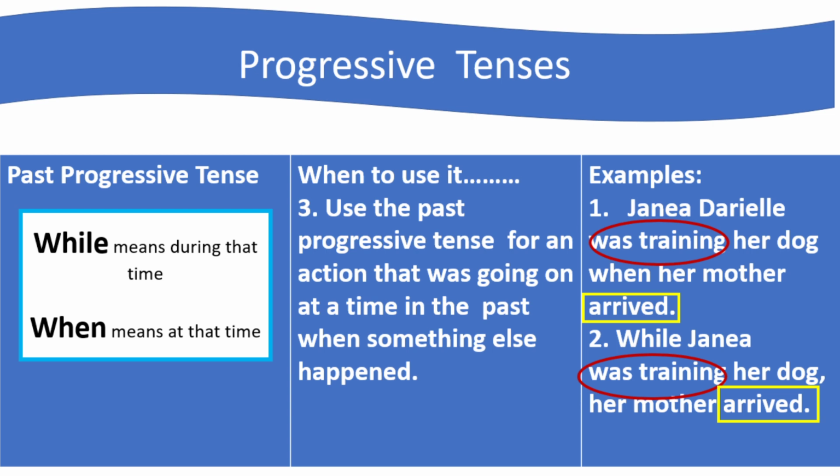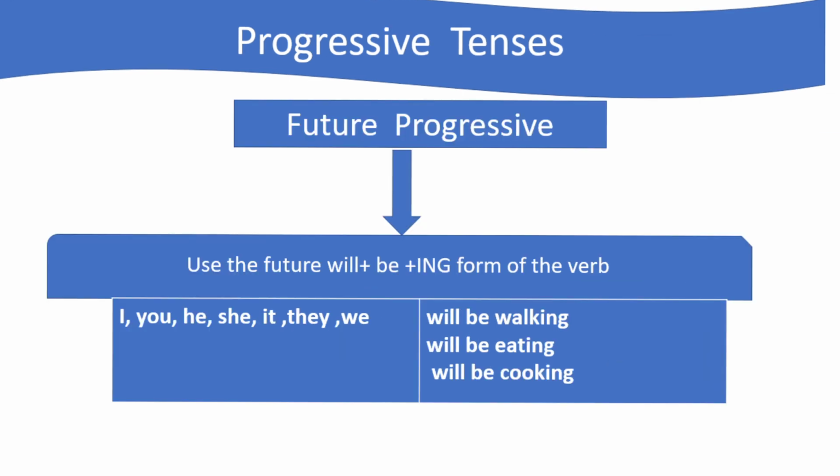Next, let's now proceed with the future progressive tense. In the future progressive tense, we have to make use of the future will plus be plus the ing form of the verb. In this diagram, you can see that there are two columns. The first column are the pronouns, which can be used either singular or plural. And then the second column has the formula that you're going to use in forming the future progressive.